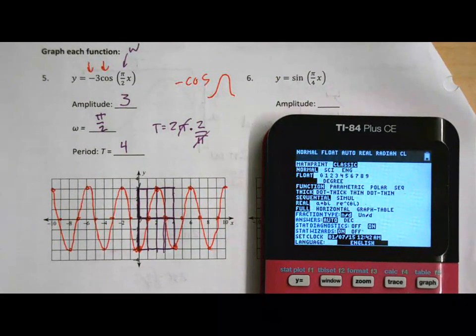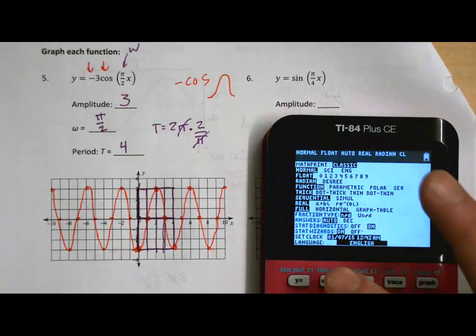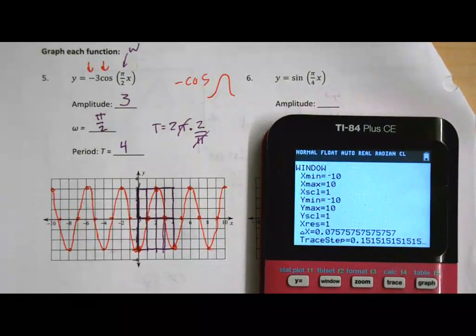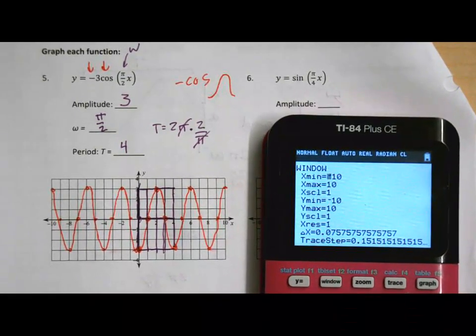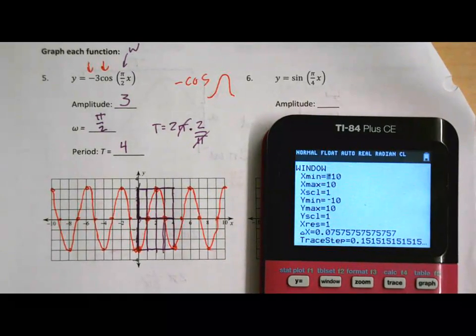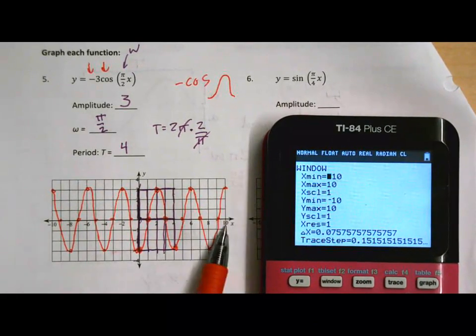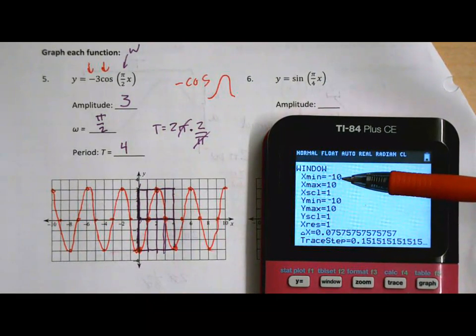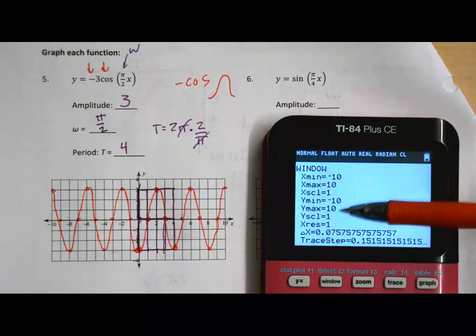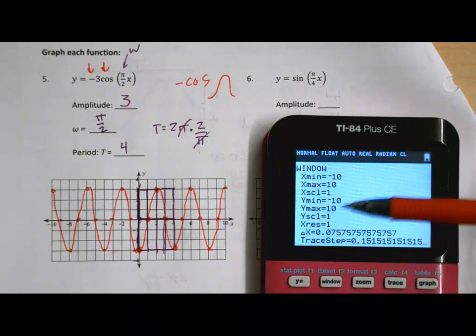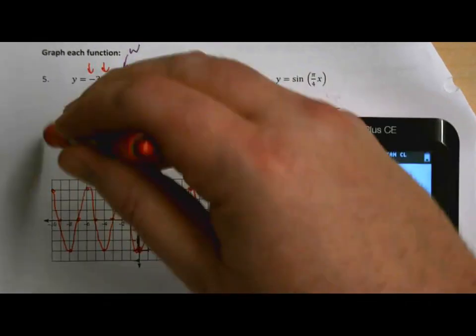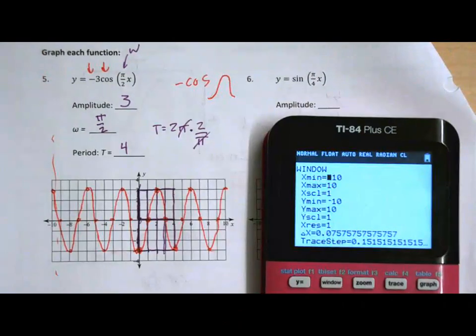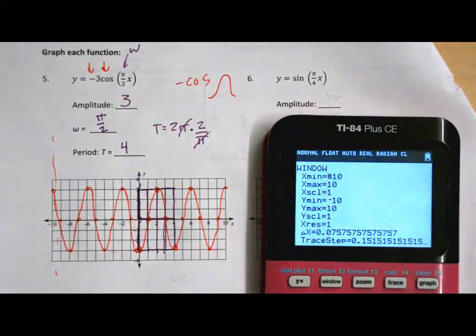Before we type in our equation, please go to your window setting. And let's make our window match up to this. Now, I noticed that my window on the paper goes from negative 10 to 10 in the x direction. And that matches here. That's our standard zoom window. I'm going to just leave the y also going from negative 10 to 10 because if we were to expand this, it probably would look like that, right?